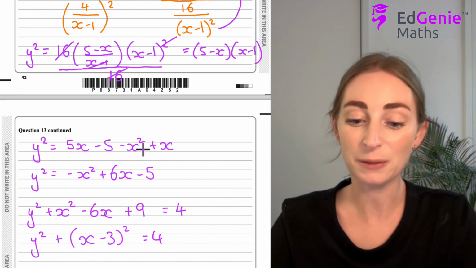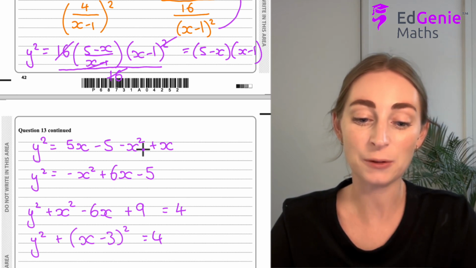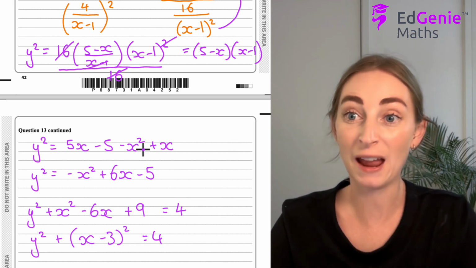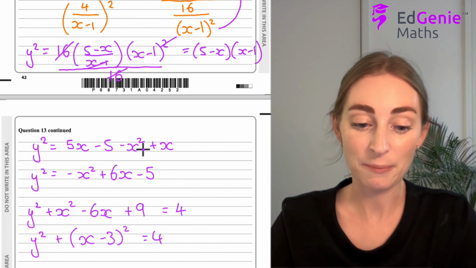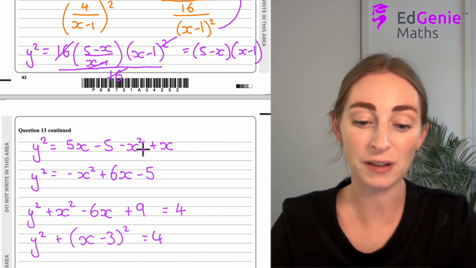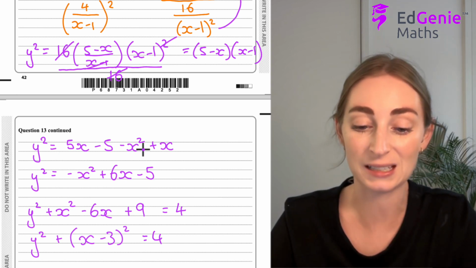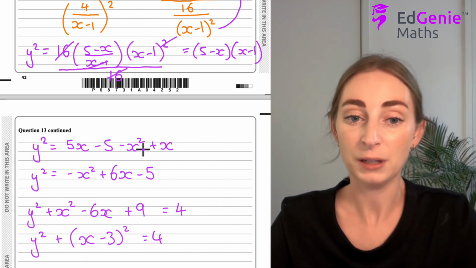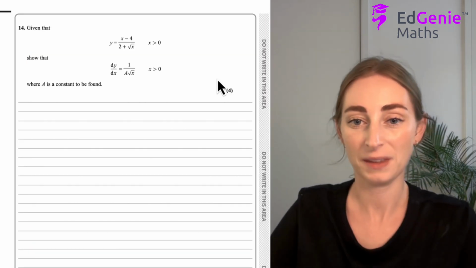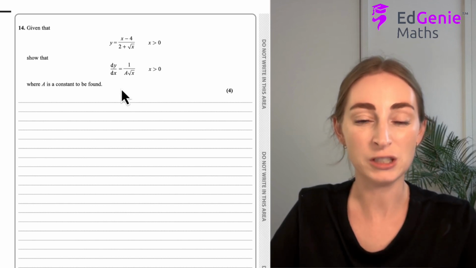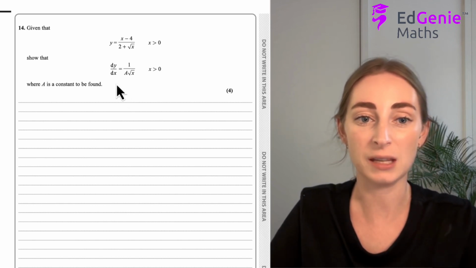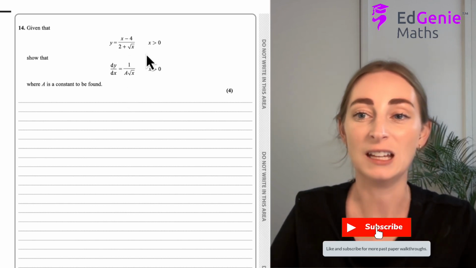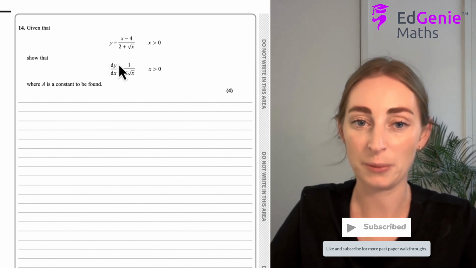So the examiner report says a solution gaining all 3 marks was relatively rare to see, and there were many very poor demonstrations of algebraic manipulation seen. So that means overall people did pretty rubbish on this one. Question 14 is a differentiation question, but they wouldn't be so kind to make it too easy this later on in the paper, would they?